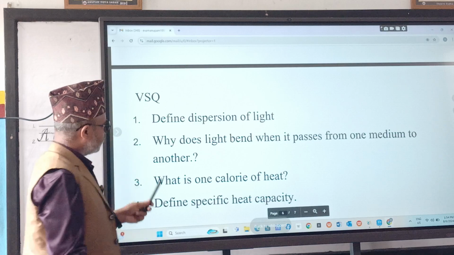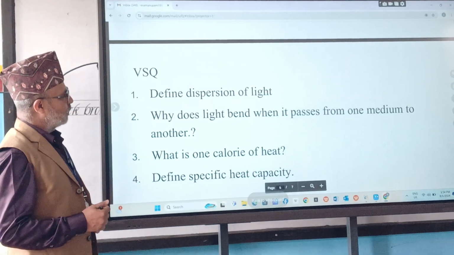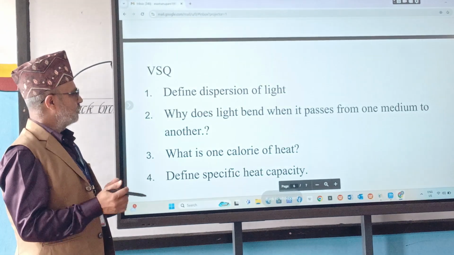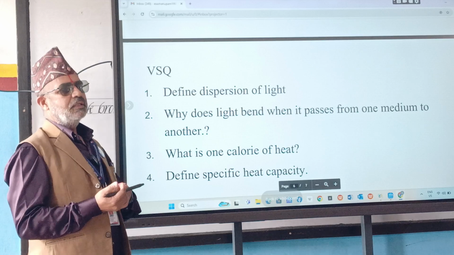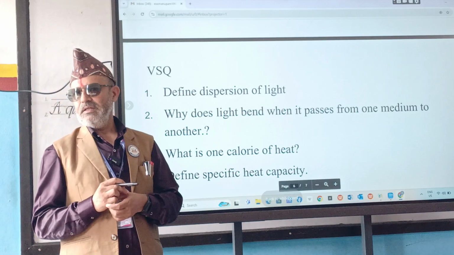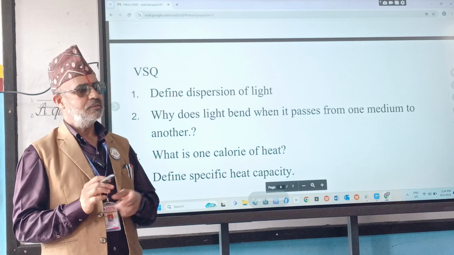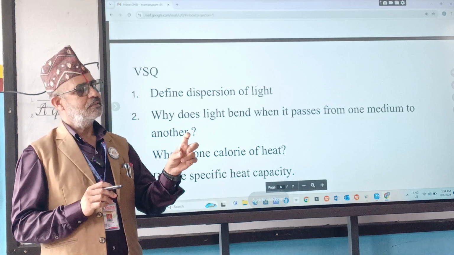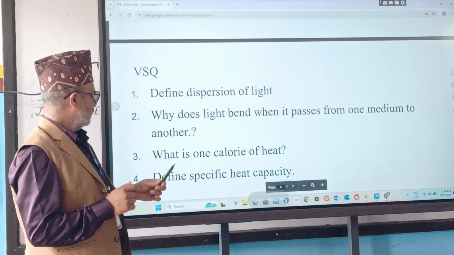Question number 2. Why does light bend when it passes from one medium to another? There is a change in speed of light. So the main thing is how to write the answer, you just think and do accordingly.